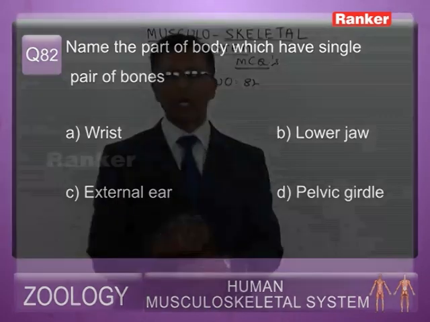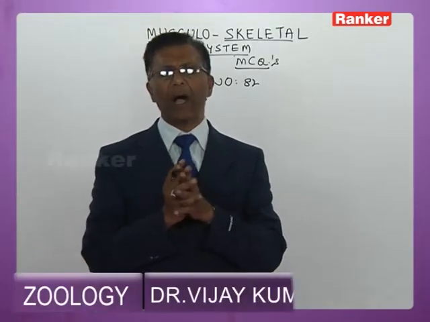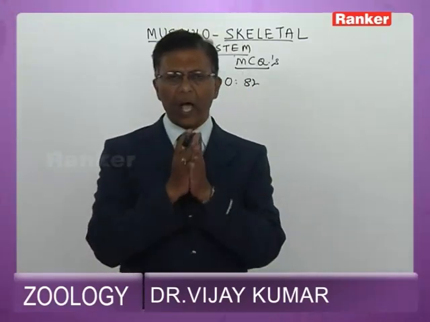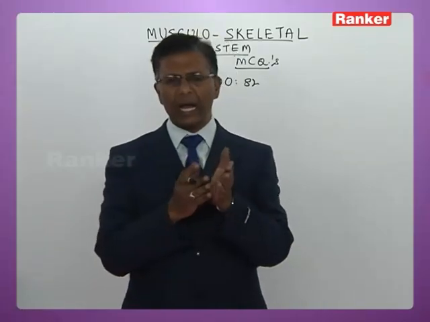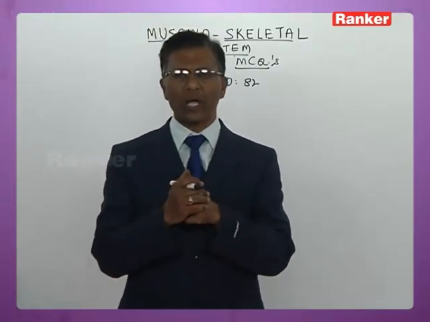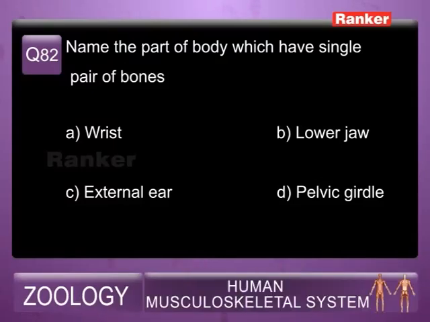In the pelvic girdle there are two identical halves, where each half is called os coxa. In os coxa, ilium, ischium and pubis are present as single bones, and similar bones are repeated in the next os coxa of the pelvic girdle. So the answer is D, pelvic girdle.